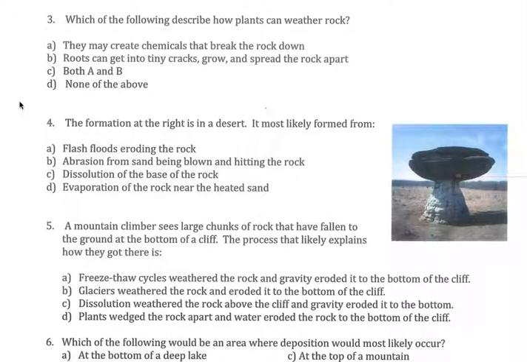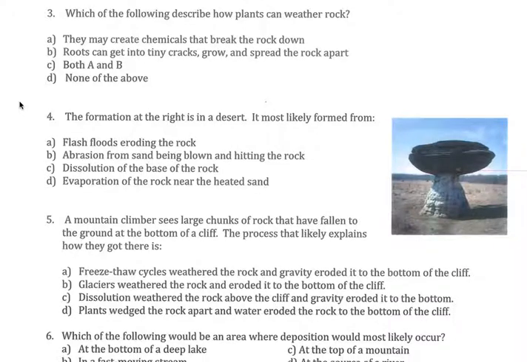Number 3, which of the following describe how plants can weather rock? A, they may create chemicals that break down the rock. B, roots can get into tiny cracks, grow, and spread the rock apart. C, both A and B. D, none of the above.